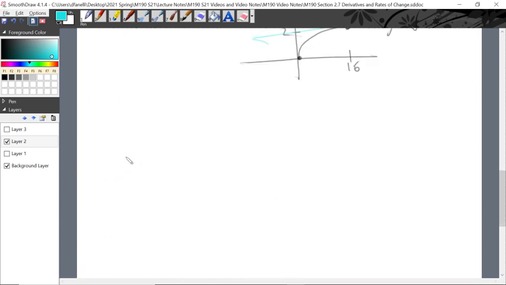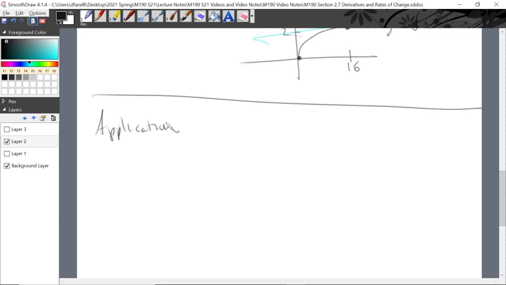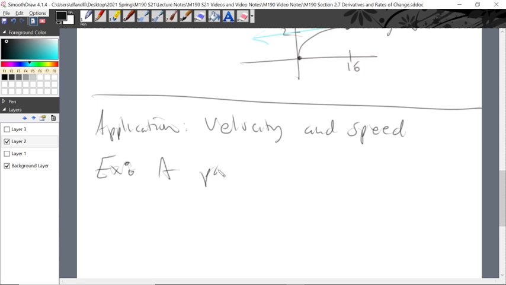All right, now let's take a look at a velocity example, an application of what we're doing here. The application of velocity and speed. A particle moves along a straight line.